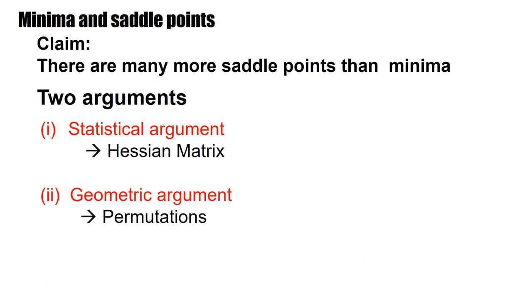So the question we ask is, how many of such saddle points are around? And the claim is there are many more saddle points than minima. And there are two arguments to support this claim. The first one is a statistical argument based on the Hessian matrix, and the second one is a geometric argument based on the permutations that we have seen in the previous video. So let's now discuss the first argument, the statistical argument.